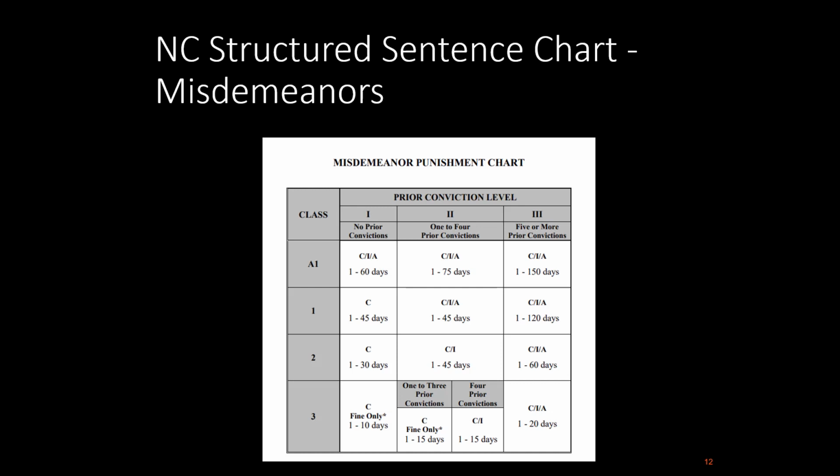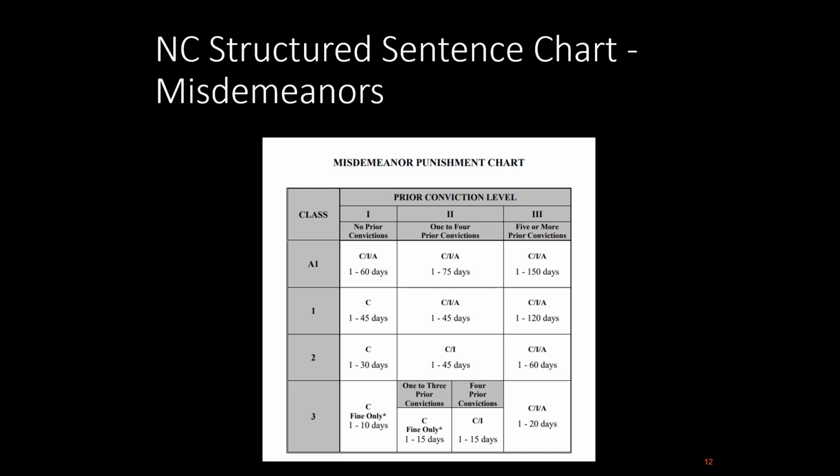So every misdemeanor in North Carolina gets a classification. Is it an A1 misdemeanor, which is the more serious ones? Some of those are crimes of violence. Is it a 1, a 2, or a 3? The least serious crime you could commit would be a Class 3 misdemeanor.